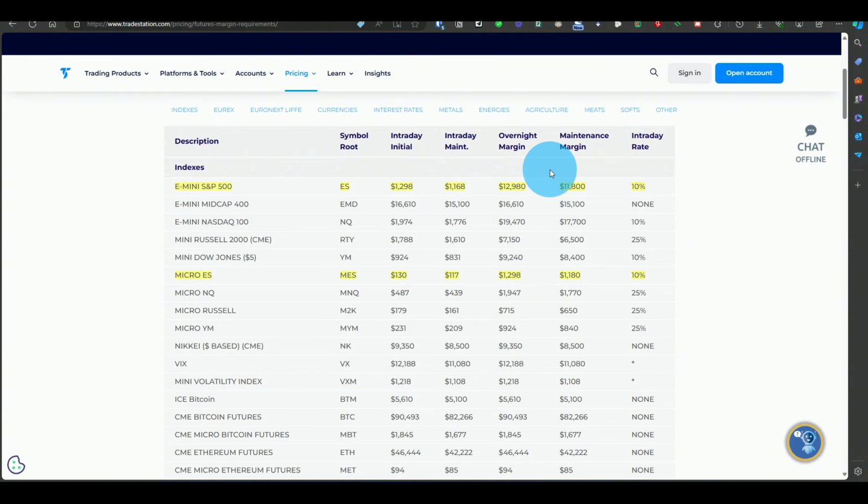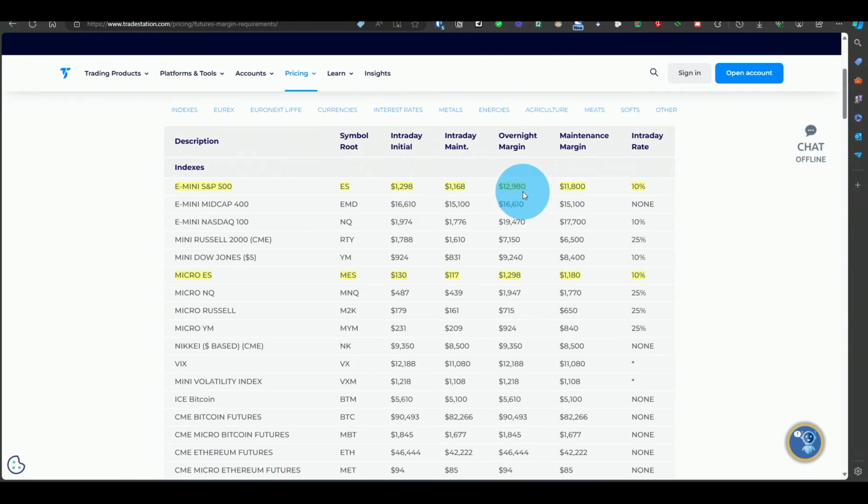But let me show you the comparison between these two. To trade one E-mini S&P 500 contract, you need about $13,000. So this $13,000 goes up and down with volatility. When the volatility increases, all margin for all futures goes up. And when the volatility decreases, they go down.